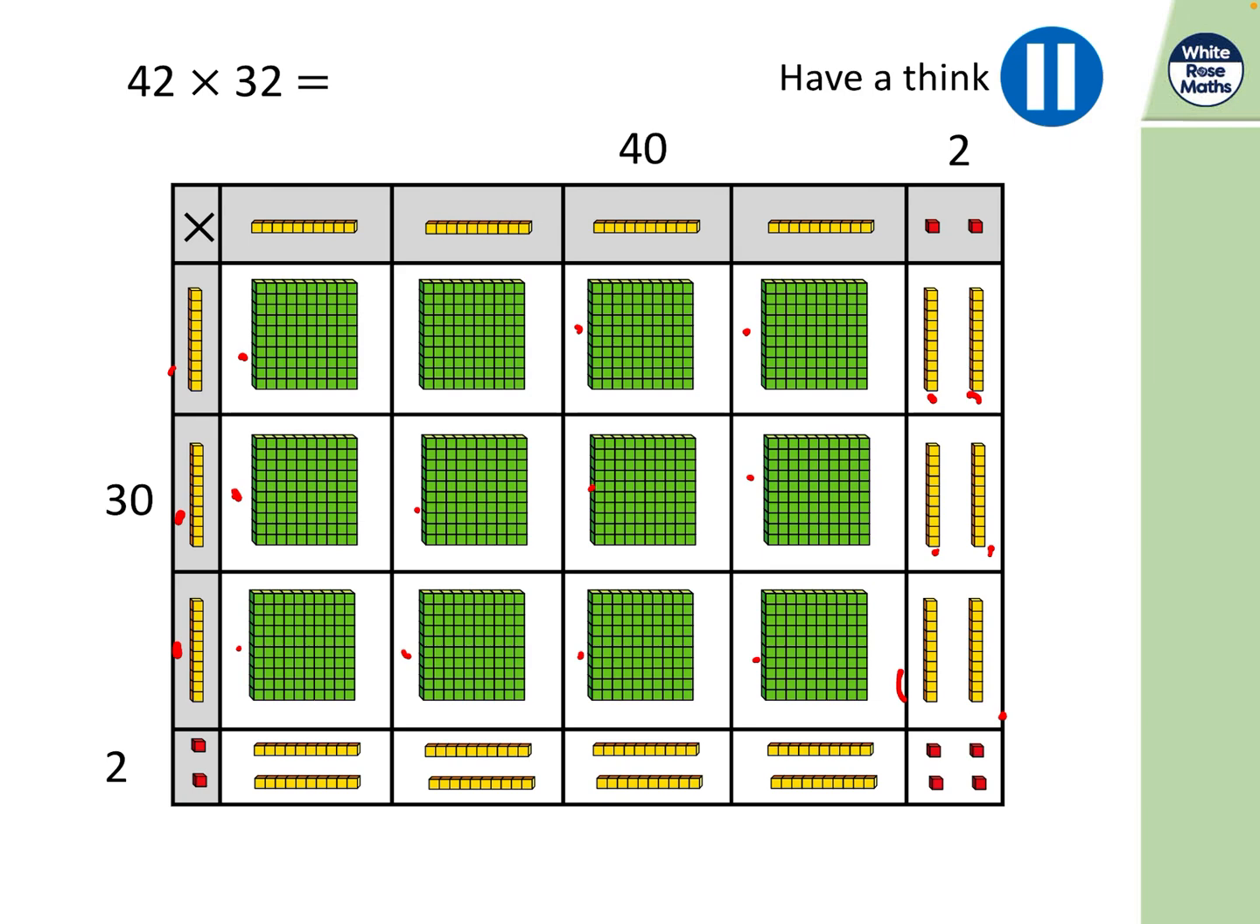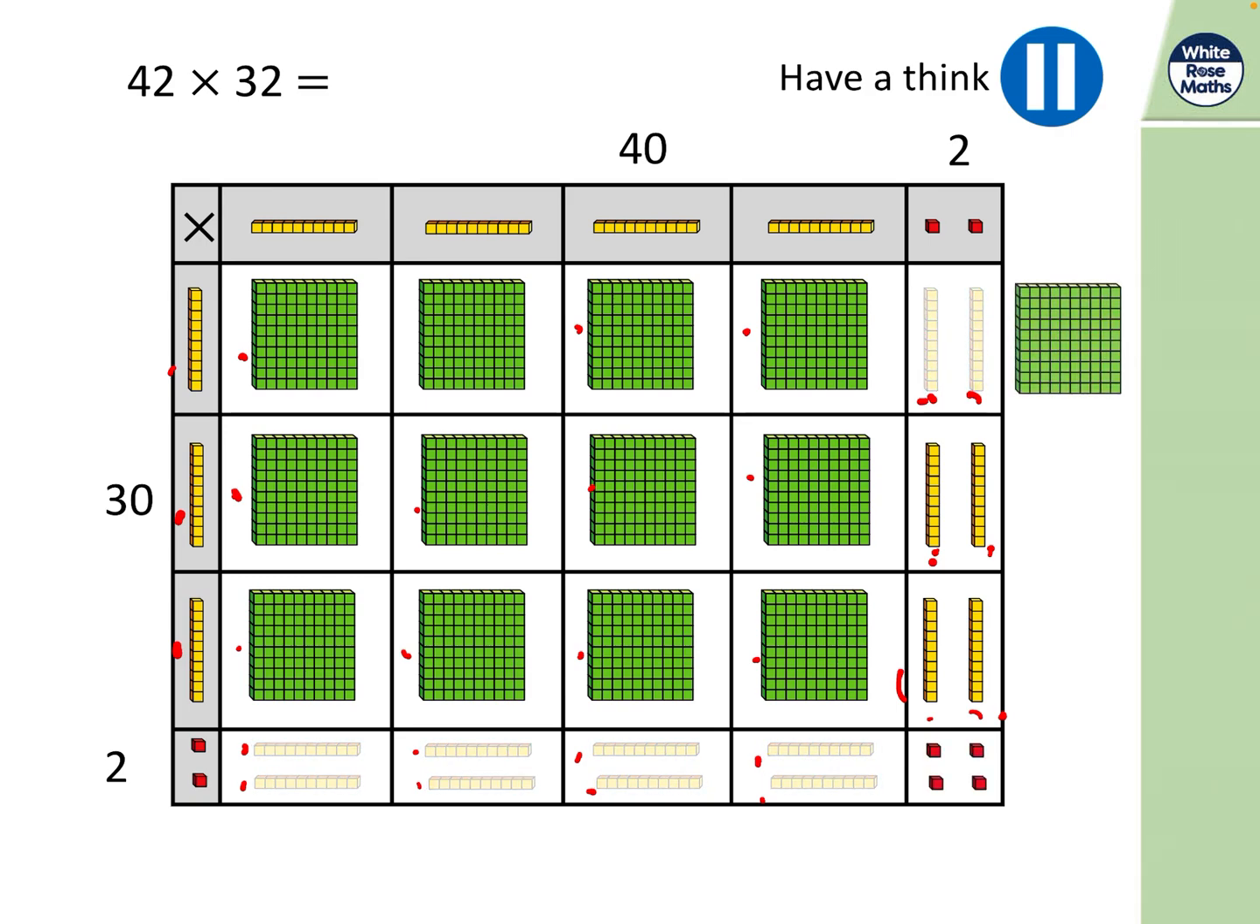And then what are we going to do? We're going to add them all up. But first, there's something we need to do. What do we need to do? Yes, we need to exchange some of these 10s, because if you look, we've got 1, 2, 3, 4, 5, 6, 7, 8, 9, 10, 11, 12, 13, 14. So we can exchange 10 of those 10s for 100. There we go. We've taken those 10s away and we've got 100.